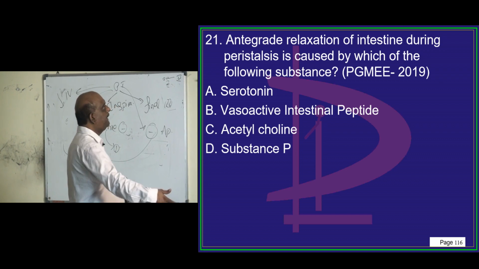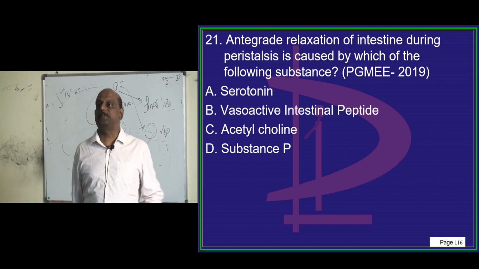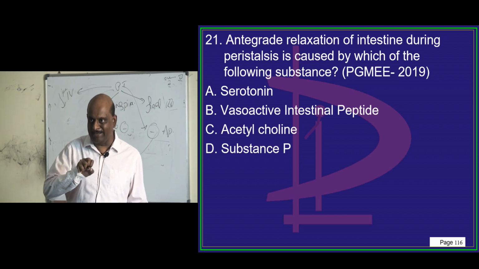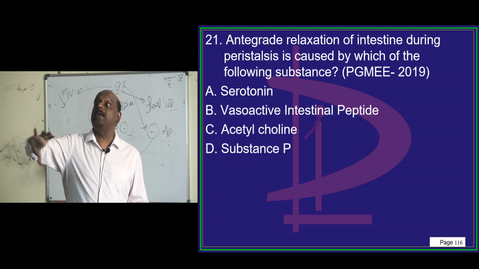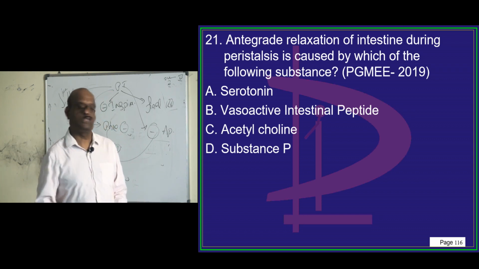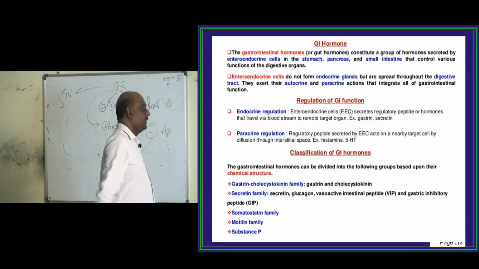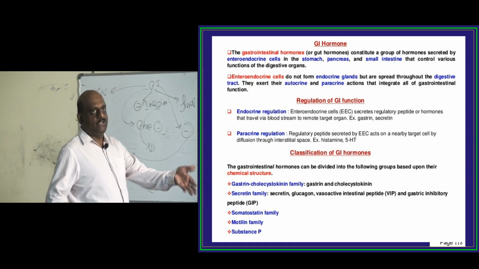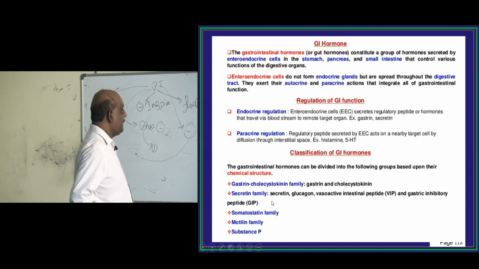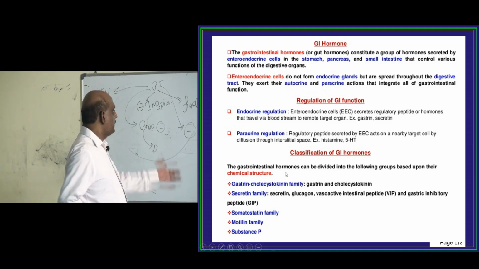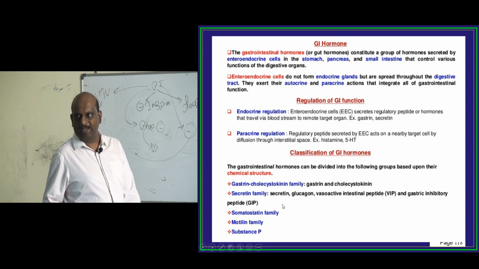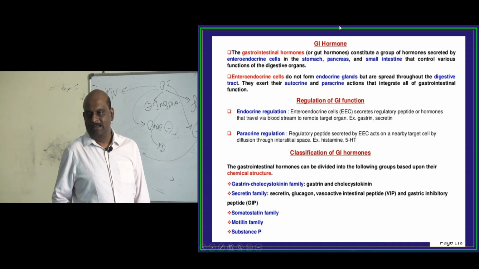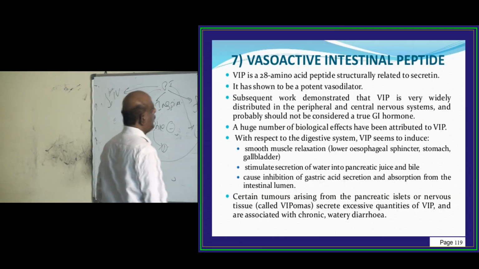Now doc, antegrade relaxation of the intestine during peristalsis is because of which substance? GIT hormones is a hit list topic. Whenever one part of the gut is contracting, the other part of the gut needs to relax to facilitate. Who is responsible? It is the vasoactive intestinal peptide. If you look at the various GIT hormones, you have the gastrin cholecystokinin family: gastrin and cholecystokinin. Secretin family: secretin, glucagon, VIP and GIP, gastric inhibitory peptide. Then you have the somatostatin family, motilin family, substance P. That is how you divide all the GI hormones.